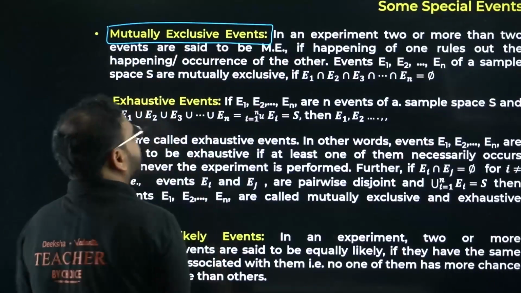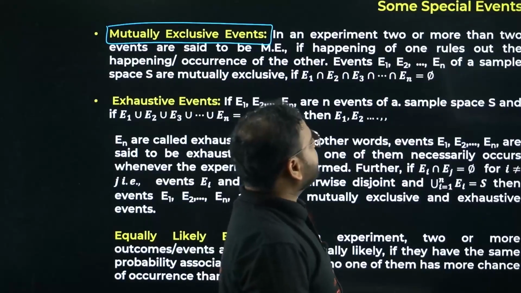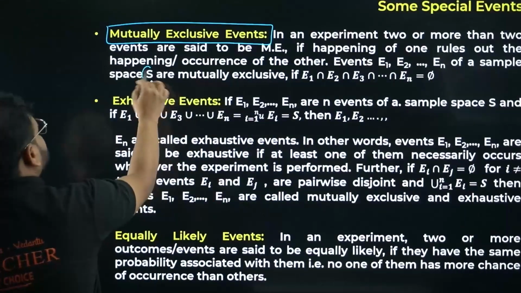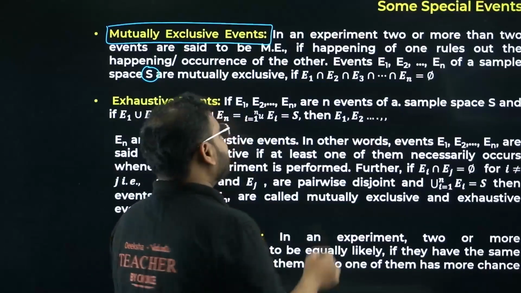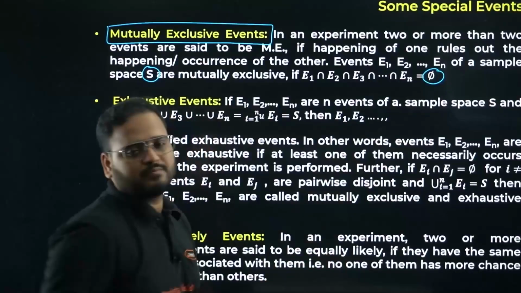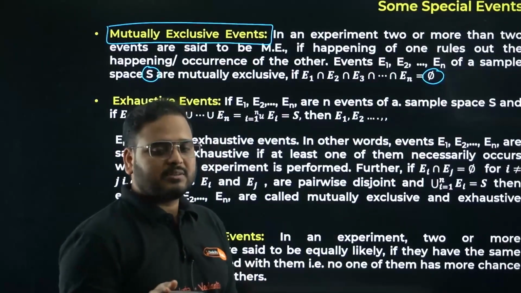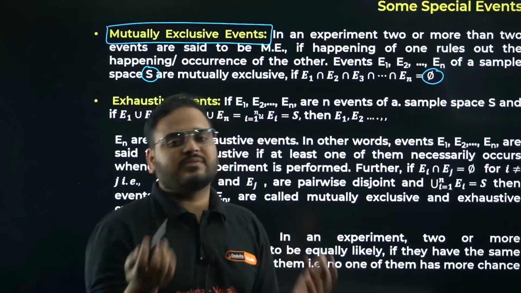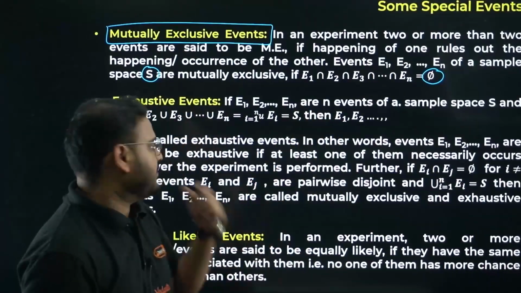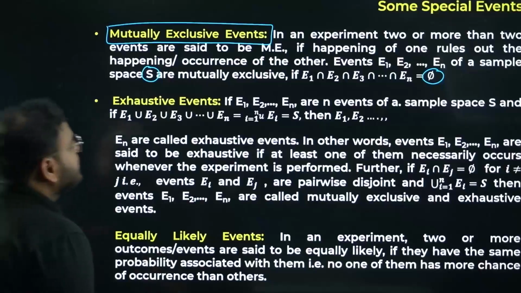Mutually exclusive events. So if events E1, E2, ..., En of the sample space S are mutually exclusive, then what? The intersection of all these events will be 0. How come, sir? Can you get them together? If something is common between them, they are not mutually exclusive. Then you cannot have something common between them. Hence, it will become 0. Please check.